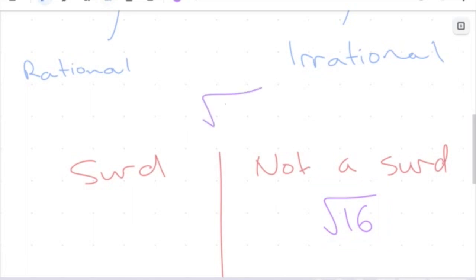What about the square root of 15? Well, 15 is not a perfect square. So if I pop in the square root of 15 into my calculator, I get 3.87298, etc. There is no rhyme or reason to this number in terms of the decimal points. So this is going to be an irrational number. Therefore, this will be a surd.